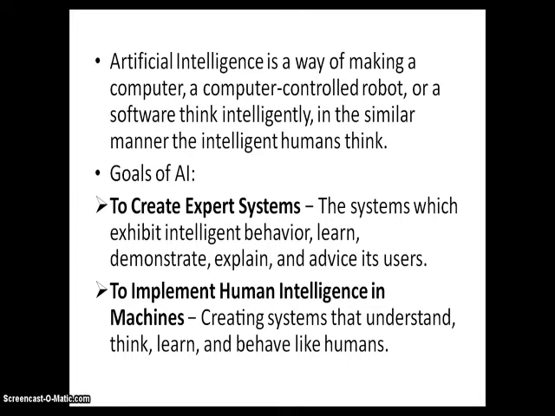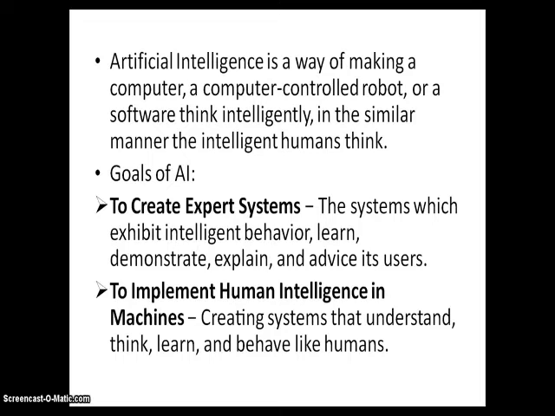So what are the goals of AI? To create expert systems and to implement human intelligence in machines. Expert system means a system which can exhibit intelligent behavior, learn, demonstrate, explain, advise, and so on. Human beings are able to explain anything, to demonstrate, to advise people. All these tasks which a human being does by using his intelligence, his brain, can be done by using machines. And to create such machines, we are using AI.